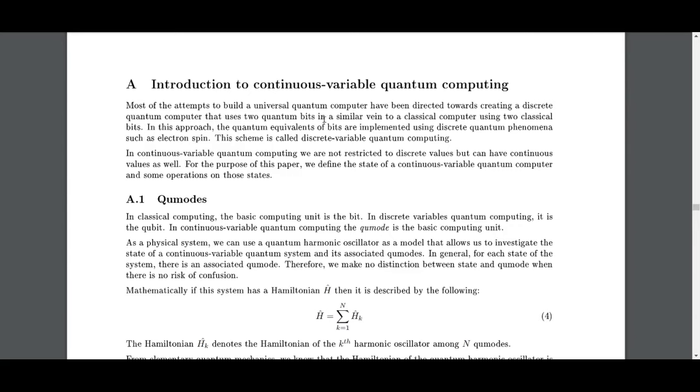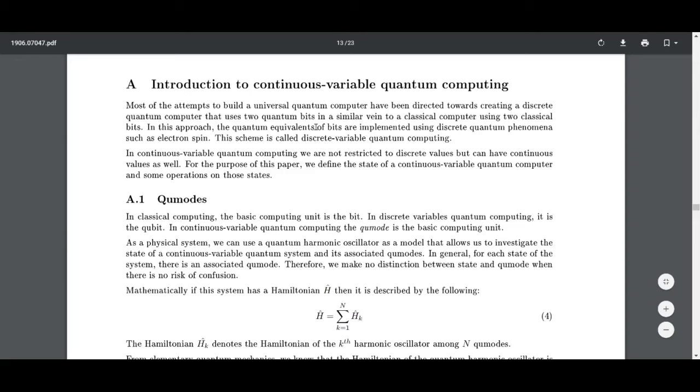Most of the work on building a universal quantum computer has been directed towards creating a discrete quantum computer that uses quantum bits, in a similar vein to a classical computer using classical bits. In this approach, the quantum equivalents of bits are implemented using discrete quantum phenomena such as electron spin. This scheme is called discrete variable quantum computing. In CV quantum computing, we're not restricted to discrete values, but we can have continuous values as well. For the purpose of this paper, we define the state of a CV quantum computer and some operations on those states.